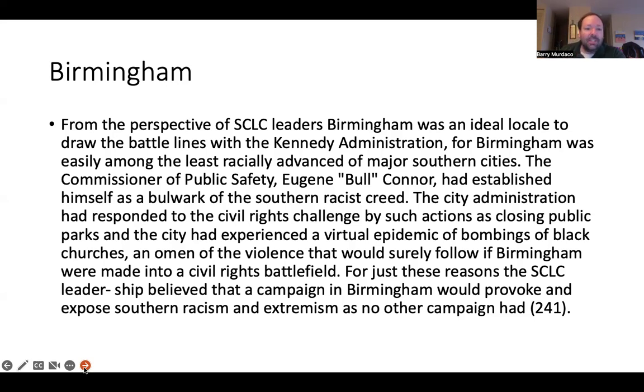For Birmingham was easily among the least racially advanced of major Southern cities. The Commissioner of Public Safety, the infamous, I would say, Eugene Bull Connor, had established himself as a bulwark of the Southern racist creed. The city administration had responded to the civil rights challenge by such actions as closing public parks, and the city had experienced a virtual epidemic of bombings of black churches, an omen of the violence that would surely follow if Birmingham were made into a civil rights battlefield. For just these reasons, the SCLC leadership believed that a campaign in Birmingham would provoke and expose Southern racism and extremism as no other campaign had.